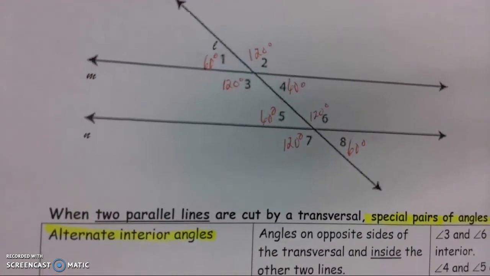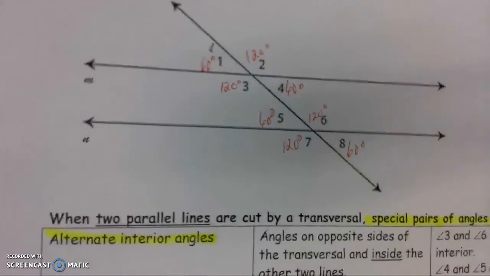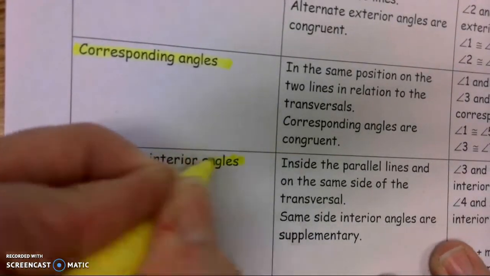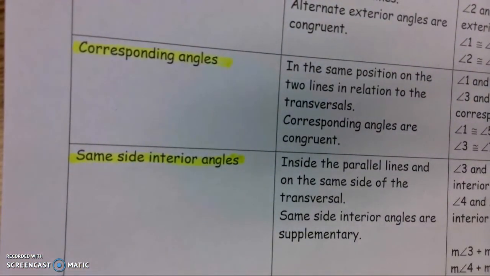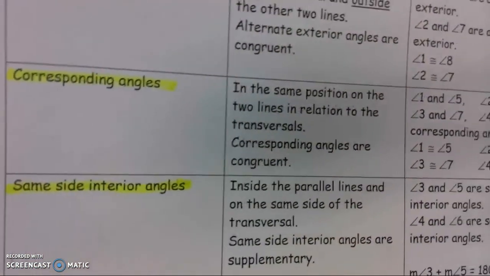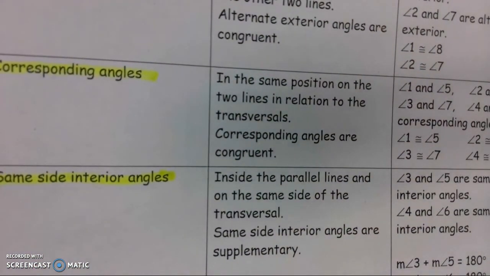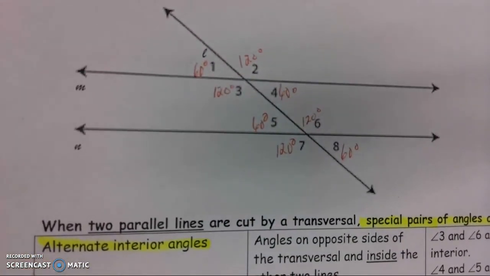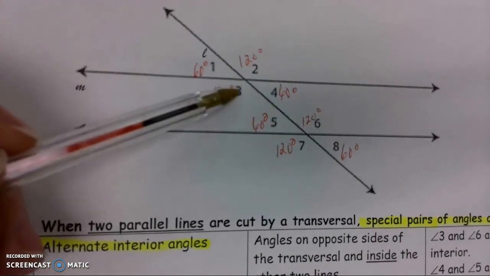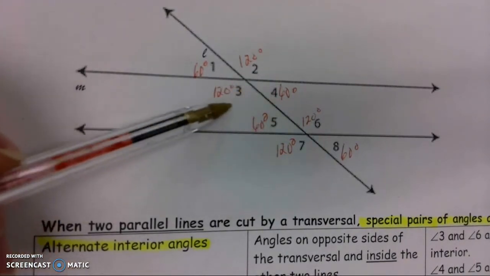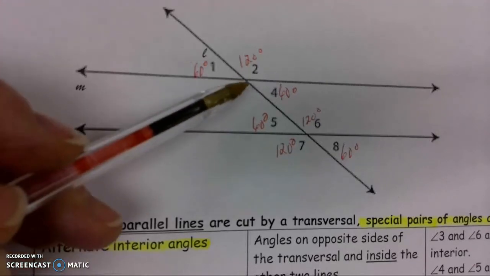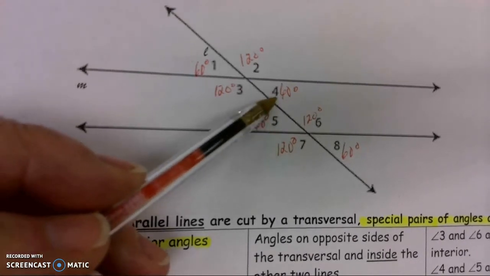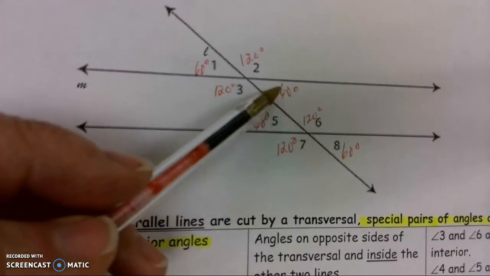The last pair of angles we're going to look at are called same side interior angles. Now, be careful. You'll notice that with alternate interior, alternate exterior, and corresponding, they're all congruent. Same side interior angles are not congruent. Same side interior angles, go back up to the diagram, are inside the parallel lines on the same side of the transversal. So 3 and 5 are same side interior angles. 4 and 6, same side interior angles.